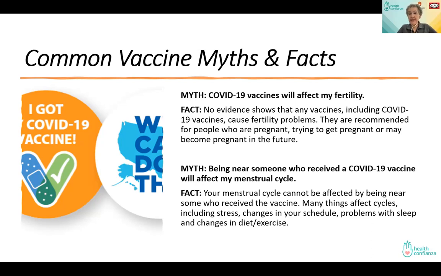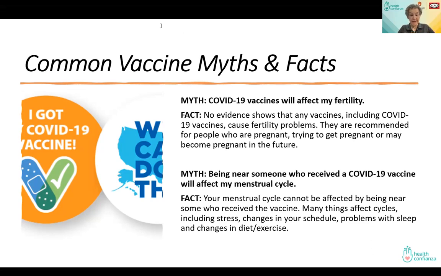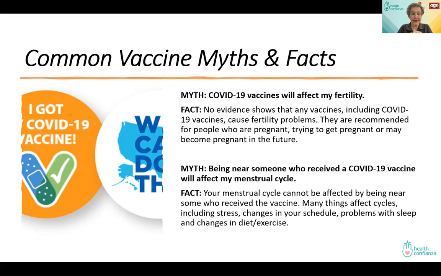Being near someone who is vaccinated can disturb or affect my menstrual cycle. Not affected at all. Many things can affect the menstrual cycle. I have here stress, your schedule, problems that you might be facing, changes in diet and exercise. And so if there is a change in the menstrual cycle, it's an opportunity to explore more what might be going on with that person and why there might be some changes in their menstrual cycle. Next slide, please.